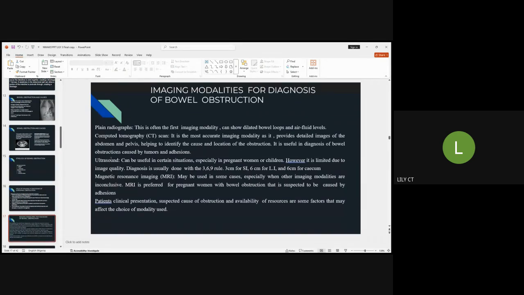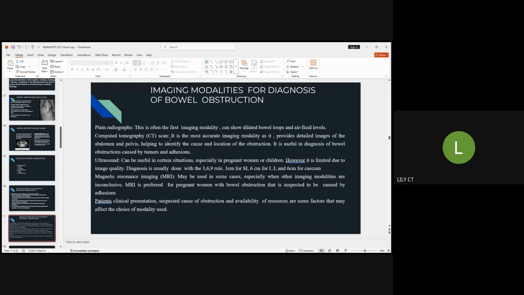Imaging modalities for diagnosis of bowel obstruction. Plain radiograph. This is always the first imaging modality, and it can show dilated bowel loops and air fluid levels. CT scan is the most accurate imaging modality as it provides detailed images of the abdomen and pelvis, helping to identify the cause of the obstruction and its location, and it's also useful in diagnosis of bowel obstruction caused by tumors and adhesions. Ultrasound can be helpful in certain situations, especially in pregnant women or children. However, it is limited due to its image quality.